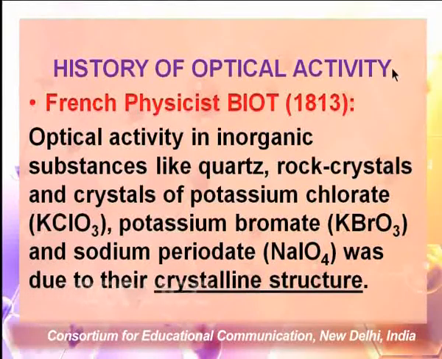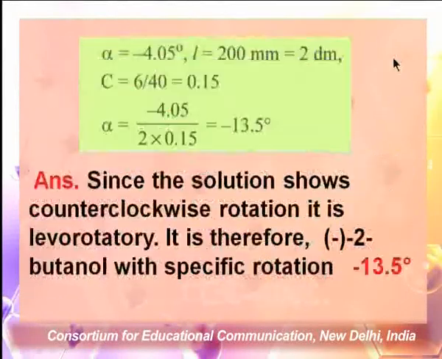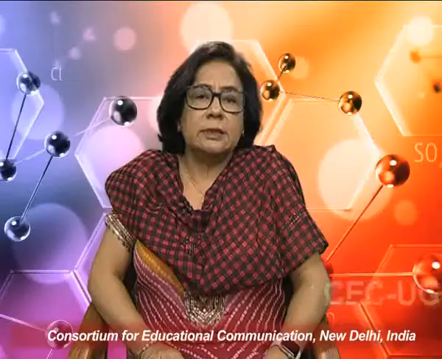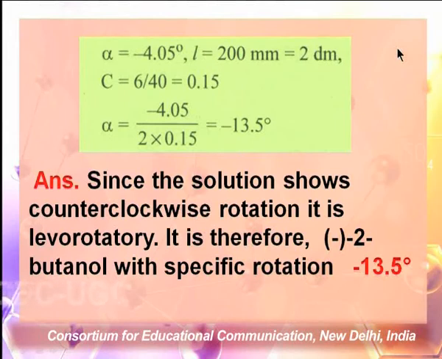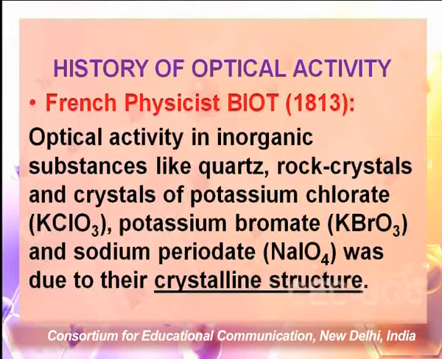So what we've discussed till now is that some compounds have the property to rotate the plane of plane polarized light. So what is the property in these compounds which makes them rotate the plane of plane polarized light? For this we shall be discussing the history of optical activity in brief.